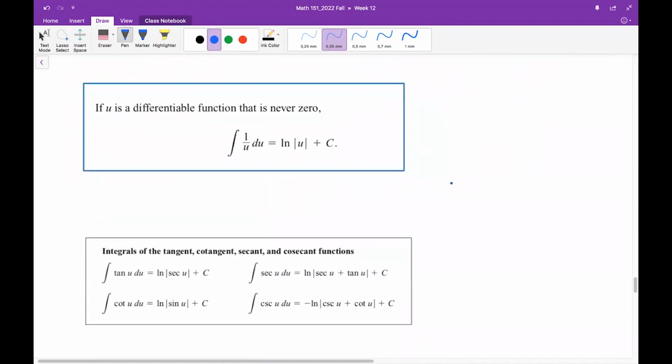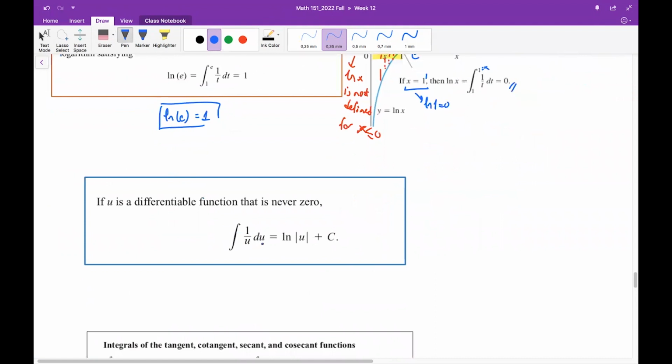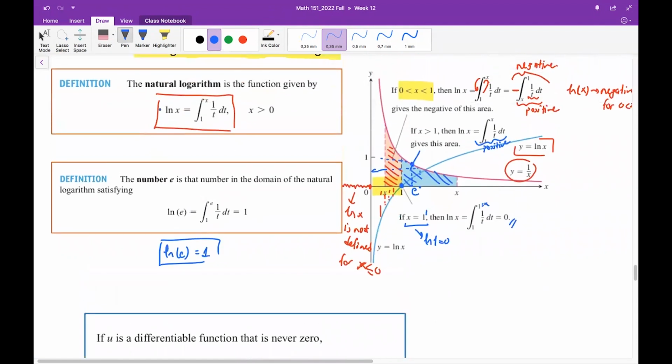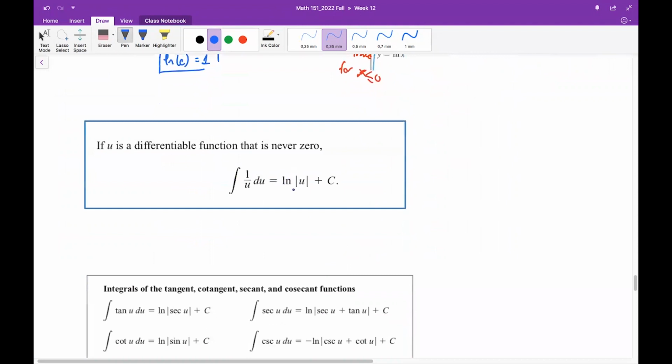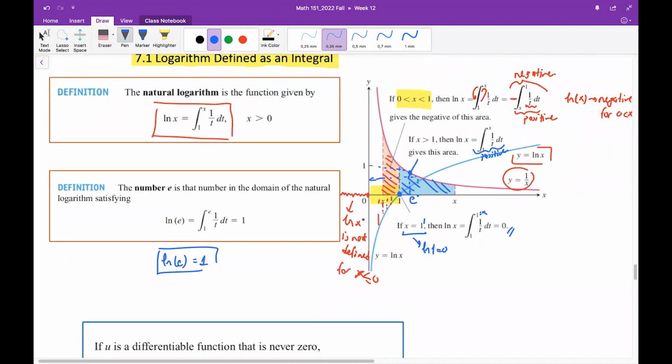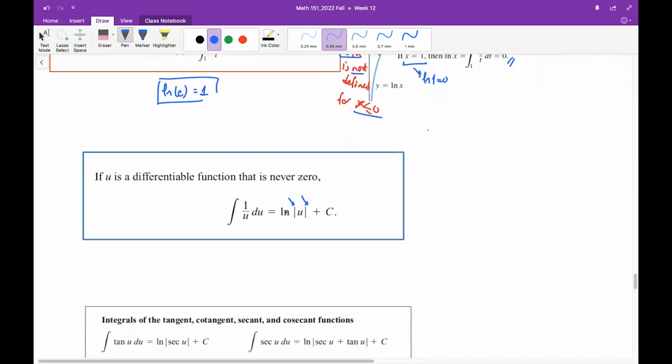Now, if you are considering the integral rule for 1 over u du, by using this formal definition of ln x, you understand that it is ln of the absolute value of u plus c. Why are we putting this absolute value sign here? Because ln x is not defined for 0 and negative numbers, so you cannot put any negative integer or negative real number inside the ln function, so you have to put this absolute value sign to make sure that everything is positive. So this is a new integration rule for us.